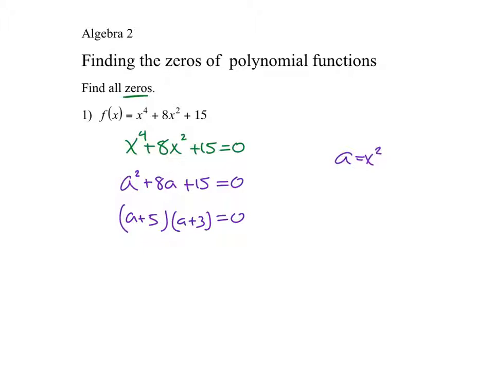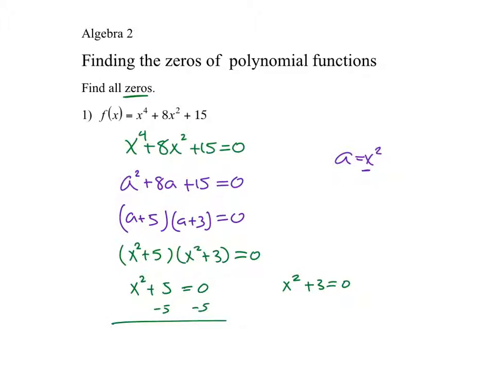Now that I've factored that, I'm going to substitute back in x squared. So x squared plus 5 times x squared plus 3 equals 0. Now I'm going to split this: x squared plus 5 equals 0, and x squared plus 3 equals 0. Because I have a quadratic term and a constant term, I can just solve it using the square root property.